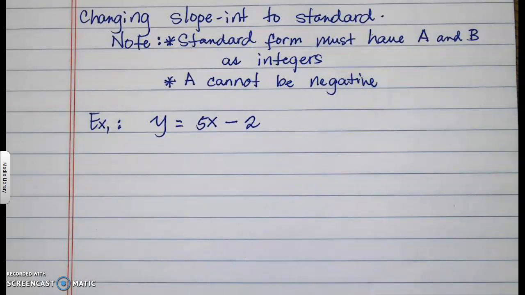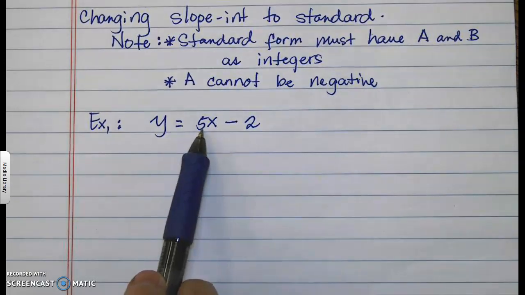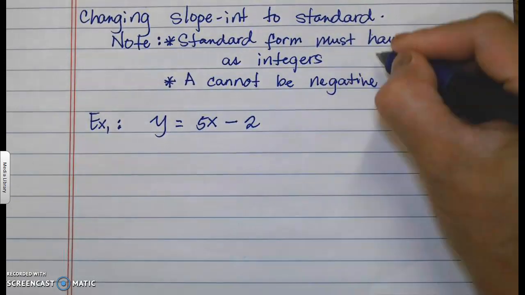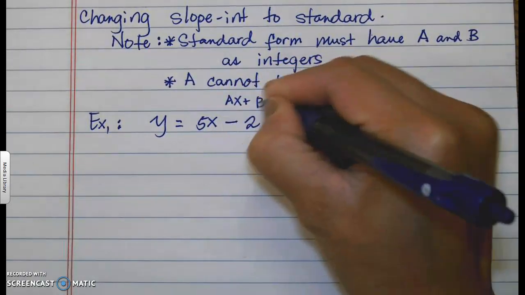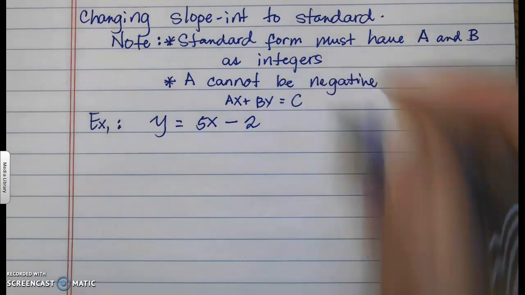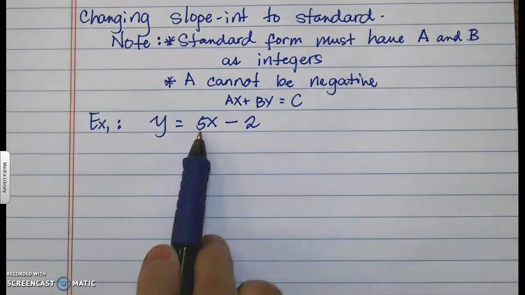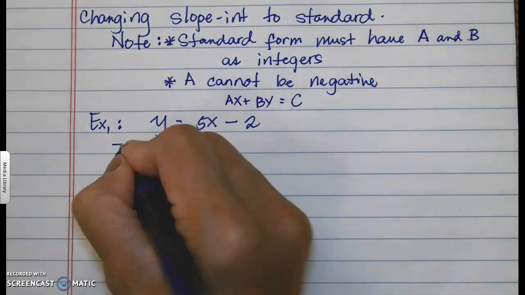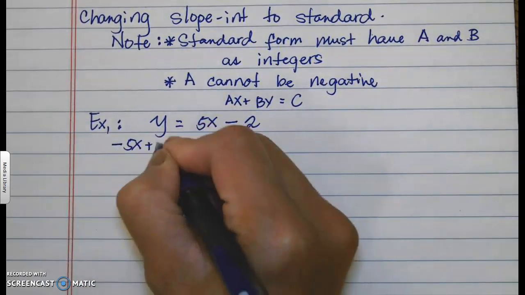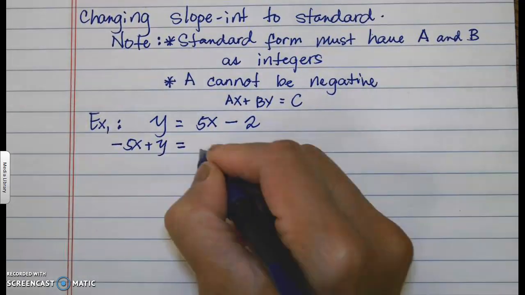And so let's go ahead and do this. My standard form, just to remind everyone, is going to be Ax plus By equals C. So I need this to be on the other side. So again, the equal sign will be put first. And that's going to be a negative 5x plus 1y. And this stays here, negative 2.